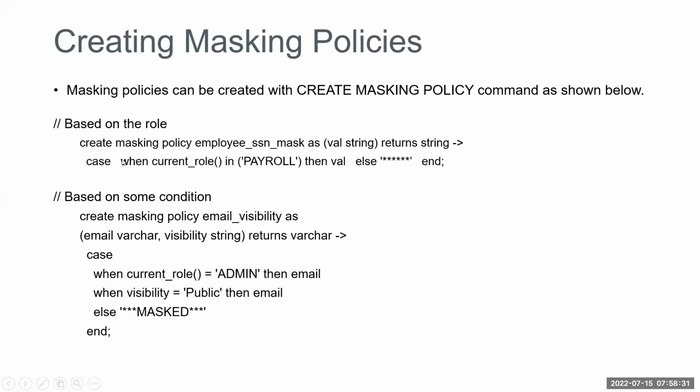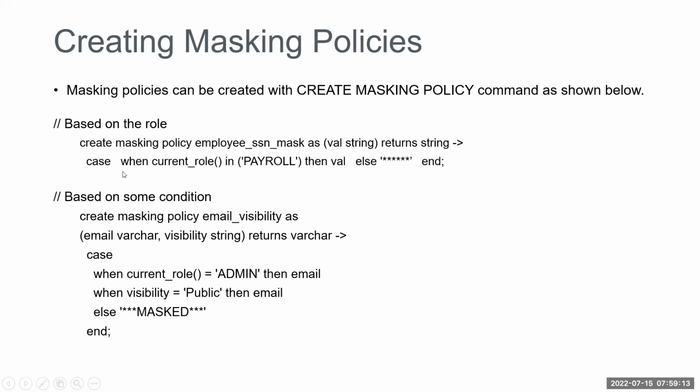Case, you must be aware of what case is in SQL, right? The same one we are using here. Case when current role. If we want to fetch the current role in Snowflake, we can just select current_role with parentheses. If we do this, we get whatever role we are currently operating with. So when the current role is payroll, which is one of the roles created in Snowflake, then display the actual value. Otherwise, for all other roles, display it as stars.